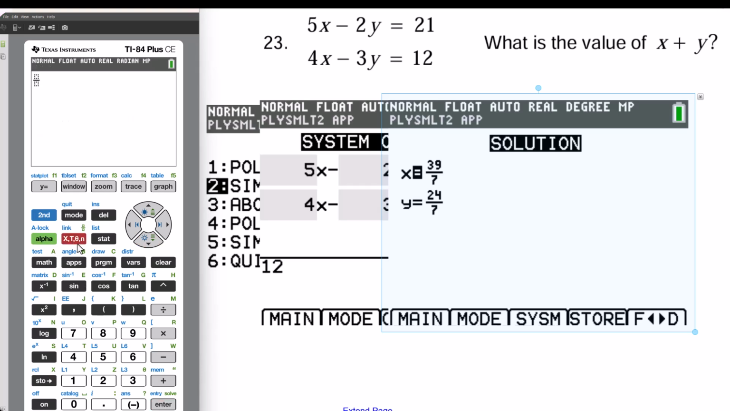I'll now bring up the fraction template, 39/7, right arrow to get out from the denominator, plus, fraction template again, 24/7, and the answer is 9.